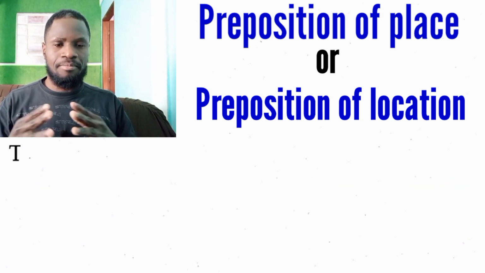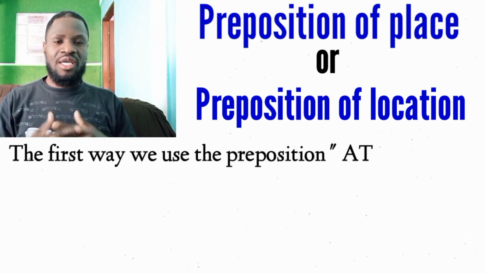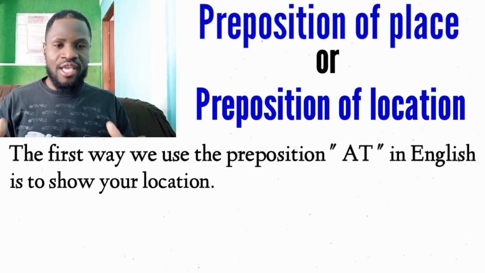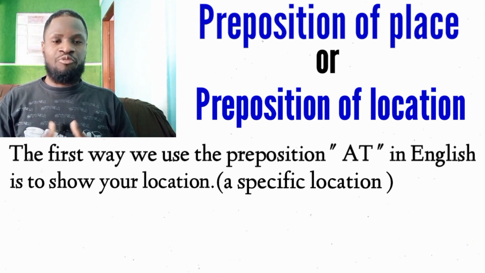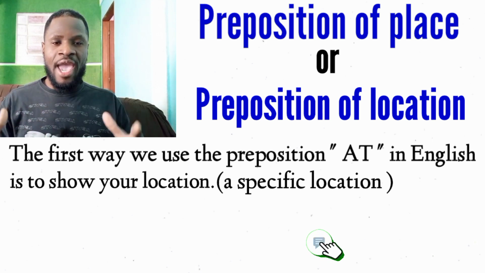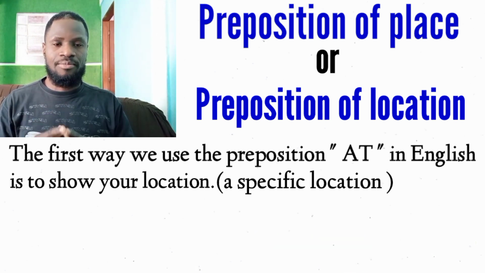Now let's sit down. The first way we use the preposition at in English is to show location. The first way we use the preposition at in English is to show location, is to show a specific location.